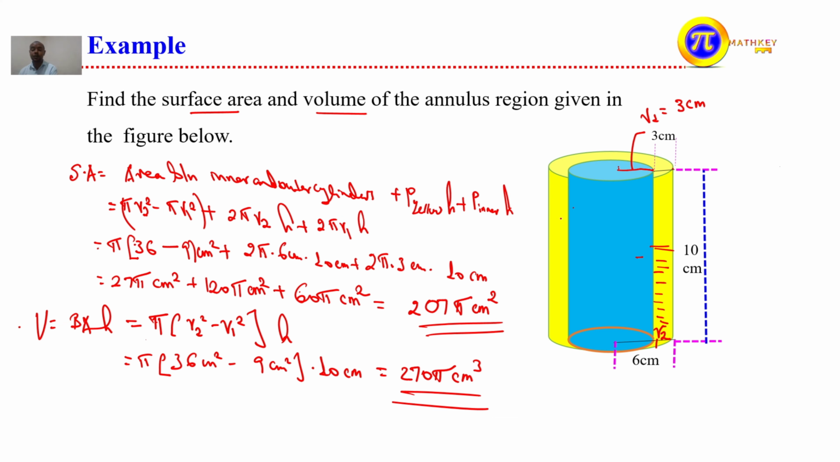I think this is so simple. First, you find the base area, which becomes the difference of the area of the larger cylinder minus the area of the inner one. After obtaining this area, we multiply by the height of the cylinder. We obtain the volume of this cylinder that you have.